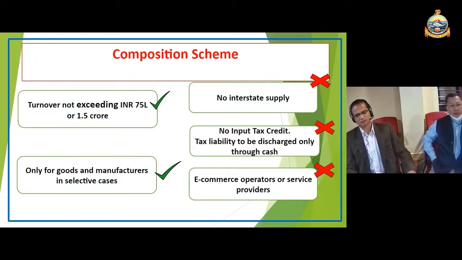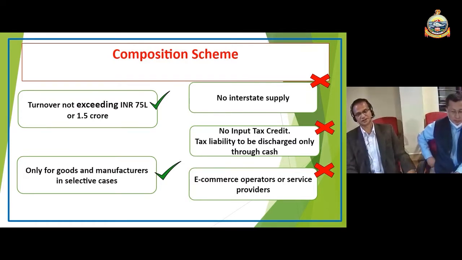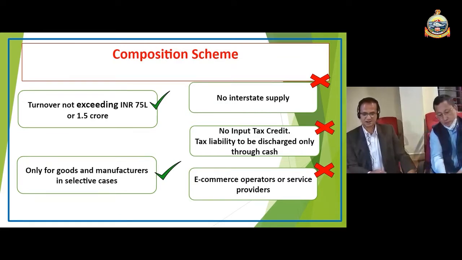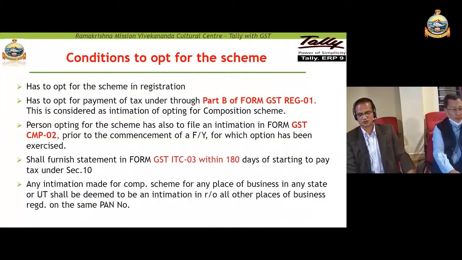Whoever is coming under the composition scheme, there are certain things which they cannot do. There is no interstate business. They cannot supply anything interstate. They have to do the business within the state. No input tax credit is available to them. They cannot avail any input tax credit for mitigating the tax liability, and they have to pay it from their own pocket only. Plus, it is not at all available for e-commerce operators like Amazon, Flipkart and all.